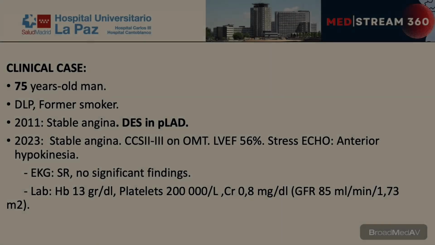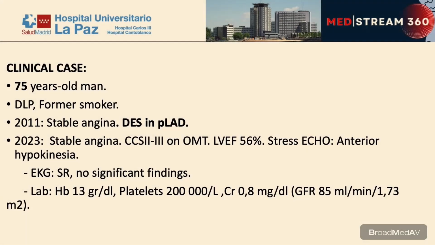Okay, hello everyone. We're going to present this case. This is a 75-year-old man with a history of dyslipidemia, former smoker. In 2011, stable angina with a stent in the proximal LAD, and now in 2023, stable angina, but with bad functional class 2-3 on optimal medical treatment, preserved ejection fraction, and as you can see, anterior hypokinesia on the echo. In the ECG and the lab, there are no significant findings.